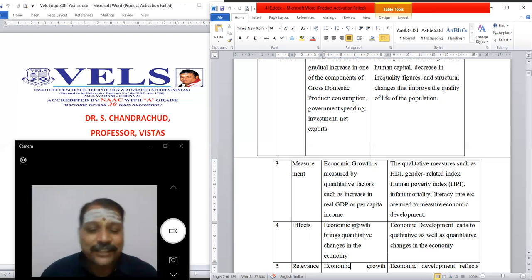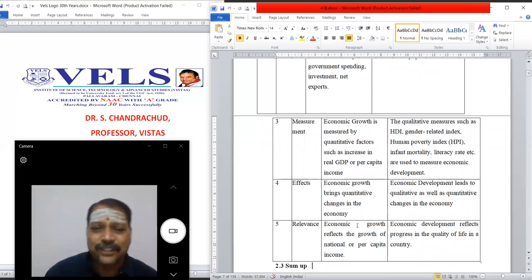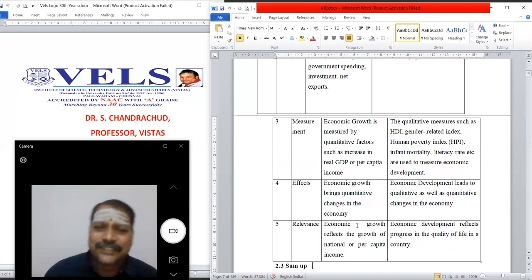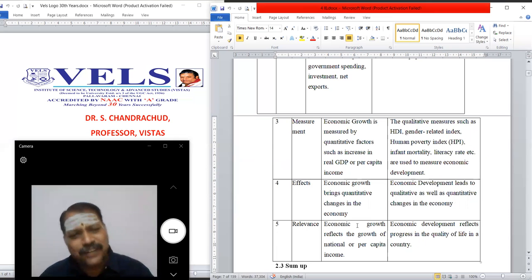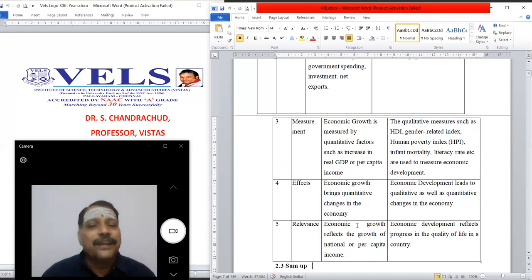Then the fourth factor that we are considering is the effects. Economic growth brings a quantitative change in the economy only. Why? Because it is the value of GDP or GNP or disposable income or per capita income compared to previous years to the present year. But economic development is not only quantitative, it is both qualitative as well as quantitative, as we are considering the Human Development Index, literacy rate, and a number of indices, and we are measuring them. That is why economic development considers both qualitative factors and quantitative factors in the economy.